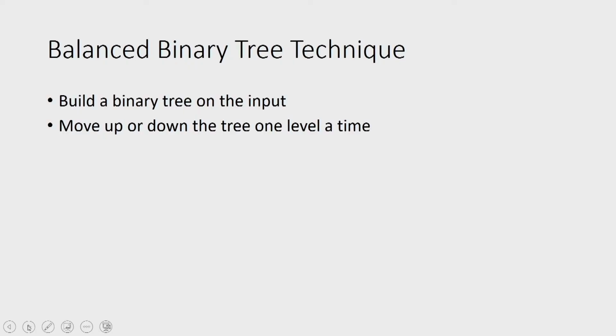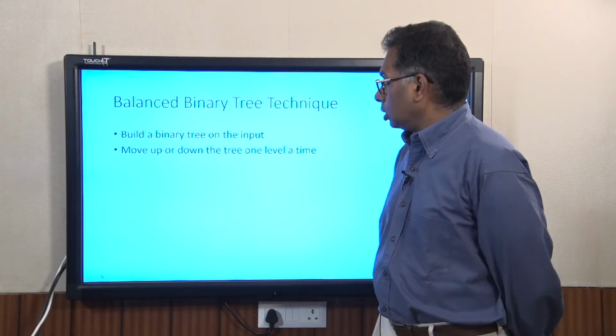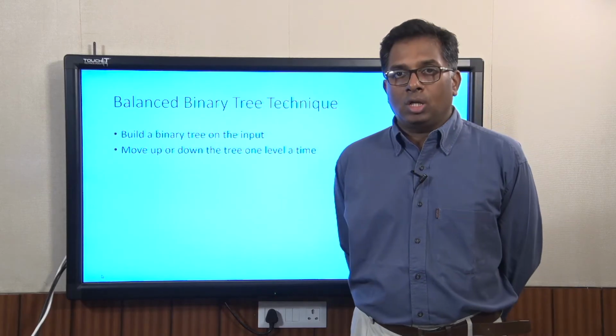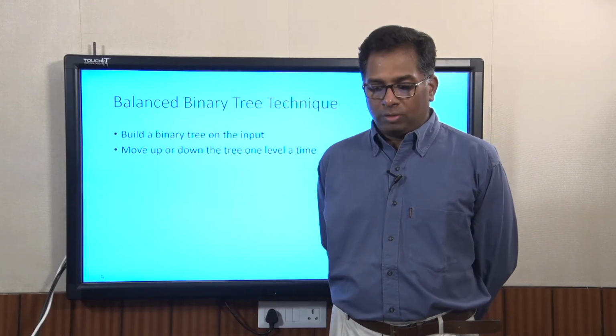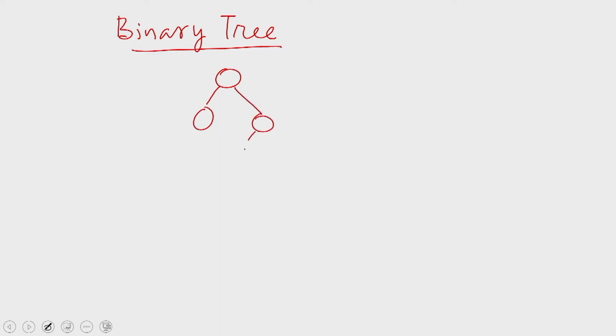The first design technique that we shall see is the so-called balanced binary tree technique. In this, we build a binary tree on the given input and move up or down the tree one level at a time to achieve what we want to achieve. A binary tree is a tree in which every node has at most 2 children.